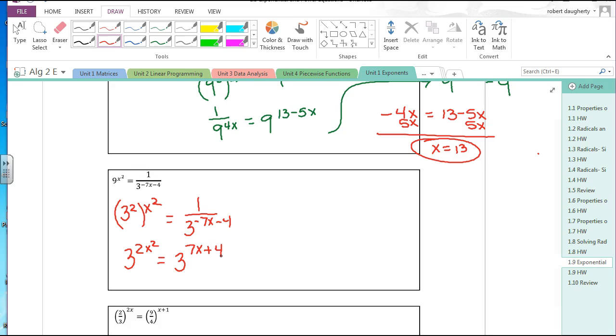Now do I have the same number on both sides raised to a power? Yes, that means that this has to equal this. Okay, so 2x squared has to equal 7x plus 4. That is what kind of equation? It is a quadratic equation. We like to solve quadratic equations by setting them equal to 0. So this is 2x squared minus 7x minus 4 equals 0.